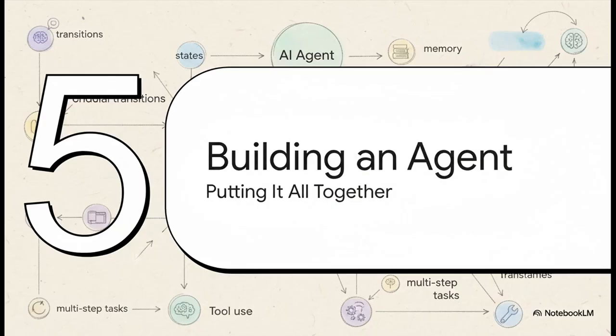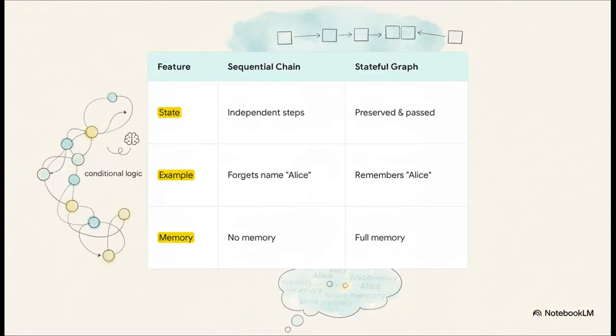Okay, let's put this all together. We've seen the individual pieces, but now let's zoom out and see how this enables us to build a fully functioning agentic system. And the difference is just night and day. Look at this comparison. With a traditional sequential chain, every step is basically independent. It has no memory. If you greet Alice, the next prompt has already forgotten her name. But with a stateful graph in LangGraph, that state is preserved. It remembers Alice, so the farewell prompt can actually say, "Goodbye, Alice." It's the difference between amnesia and having a full memory of the entire interaction.